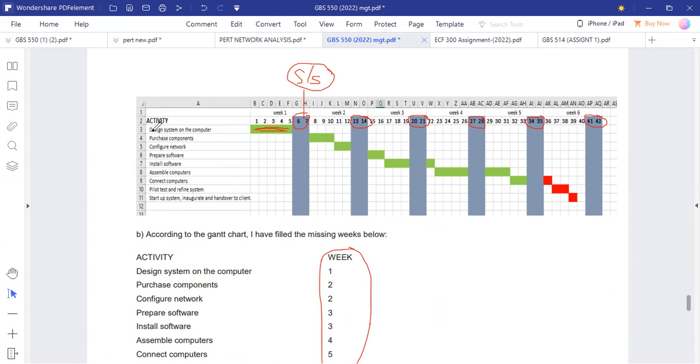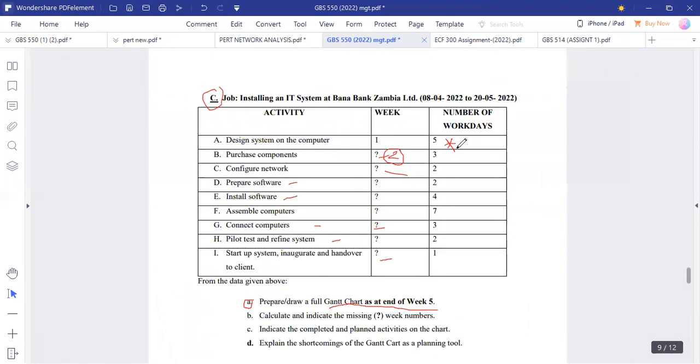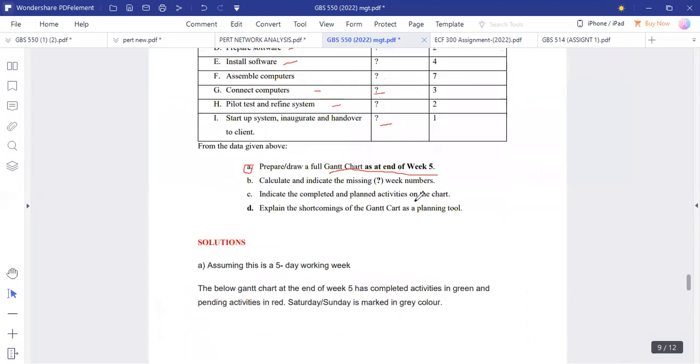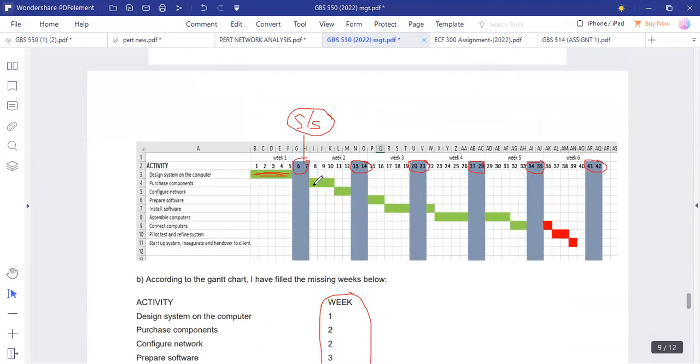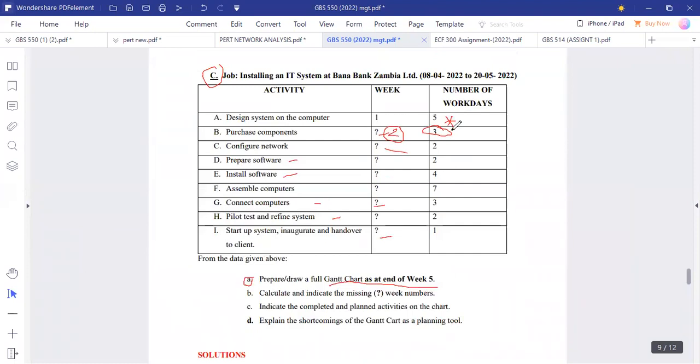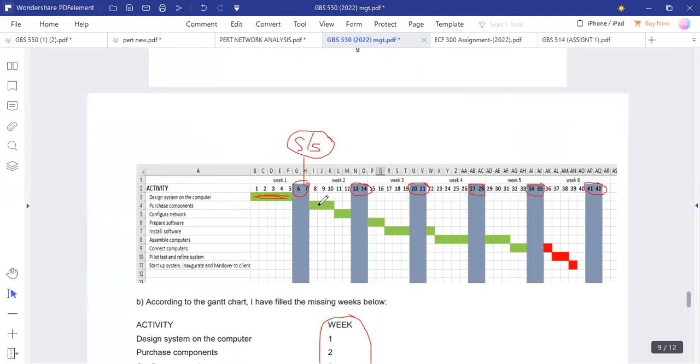So now, the rest of the components can be done in week 2. Week 1 has already ended. So in week 2, we can now purchase components, but taking how many days? We can go for the number of days here. It has been given 3. So we have 3 days there, all right? From here, we can start counting. It will be done on the 8th, 9th, and 10th because of the 3 days that have been given here. So we have 3 days ending at this point.